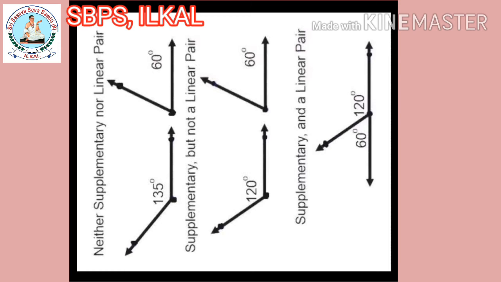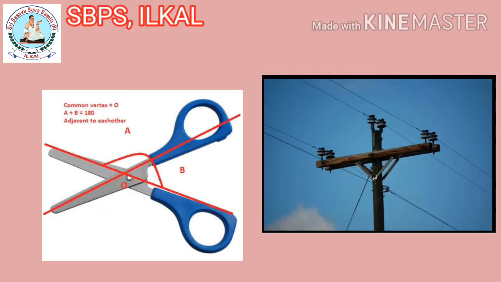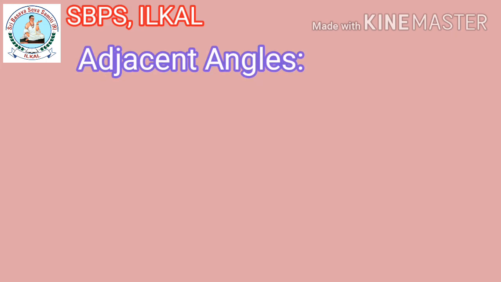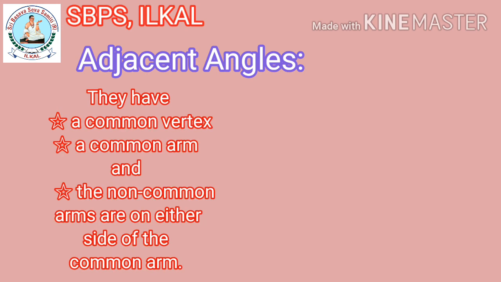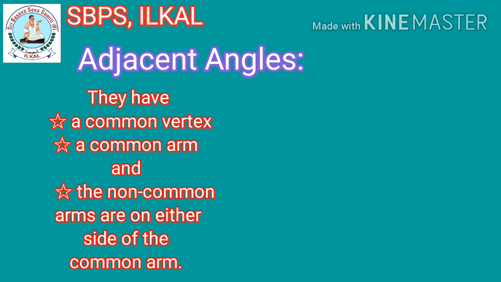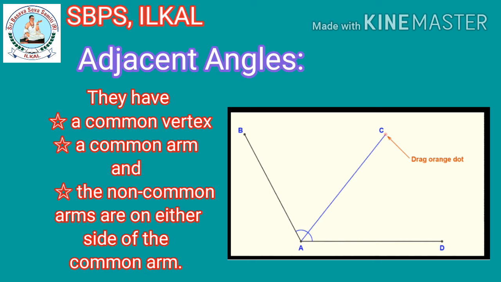If it became 180 degree, we will call it a linear pair. Observe these two real life examples, children, for supplementary angles. Adjacent angles: if the angles have a common vertex, means they should have a common vertex. Second one is a common arm. It should contain one common arm. And the third one is the non-common arms are on either side of the common arm.